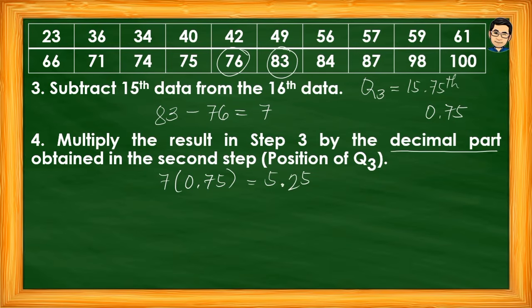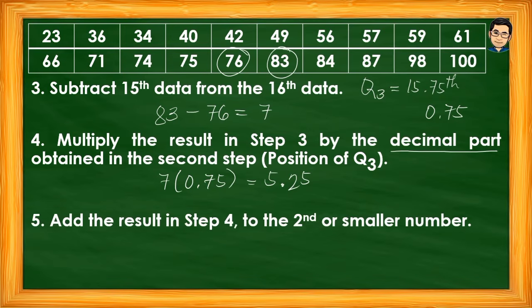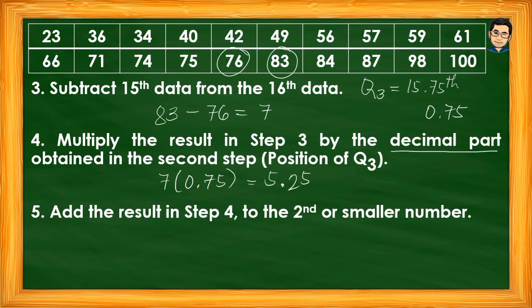Ayan. Next, yung last step natin, add the result in step 4 to the second or smaller number. Okay, so yung nakuha nating result na 5.25, i-add natin dun sa smaller number. Okay, so saan na naman natin makukuha yung smaller number? So, di ba yung 15th data natin 76? 83 naman yung 16th data. So, yung 15th data po natin na 76, yun po yung smaller number.